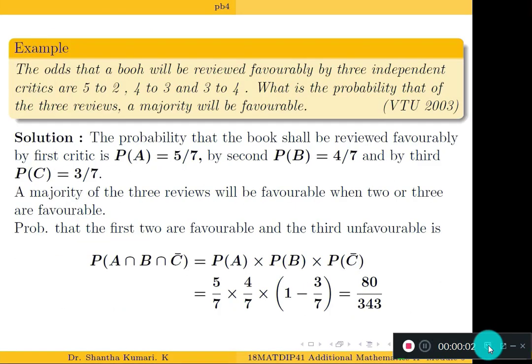So next question. The odds that a book will be reviewed favorably by 3 independent critics are 5 to 2, 4 to 3 and 3 to 4. Remember, when the data is given in this form, 5 to 2 means that 5 is to 2. 4 to 3 means 4 is to 3. 3 to 4 means 3 is to 4. What is the notation for is to? Colon notation, right? 3 colon 4. Sometimes they may give you in colon notation also.